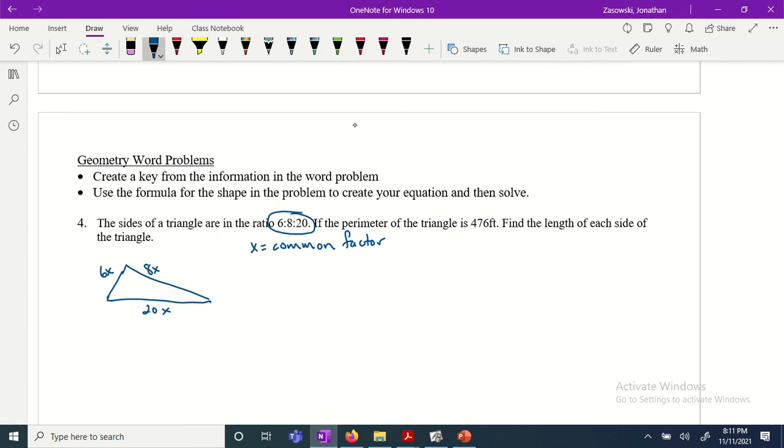All right, so the perimeter of the triangle is 476 feet. So remember, the perimeter just means to add all sides.